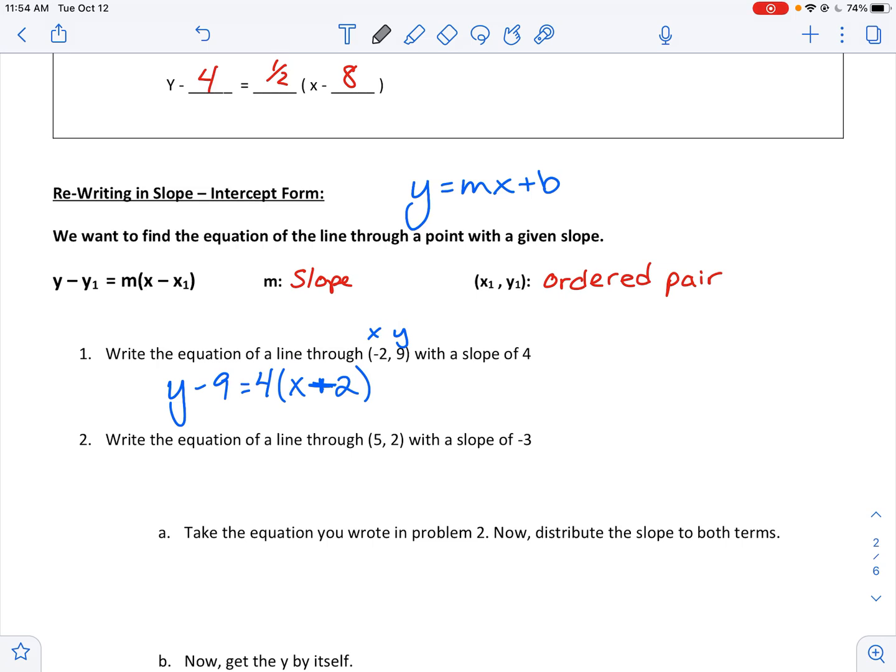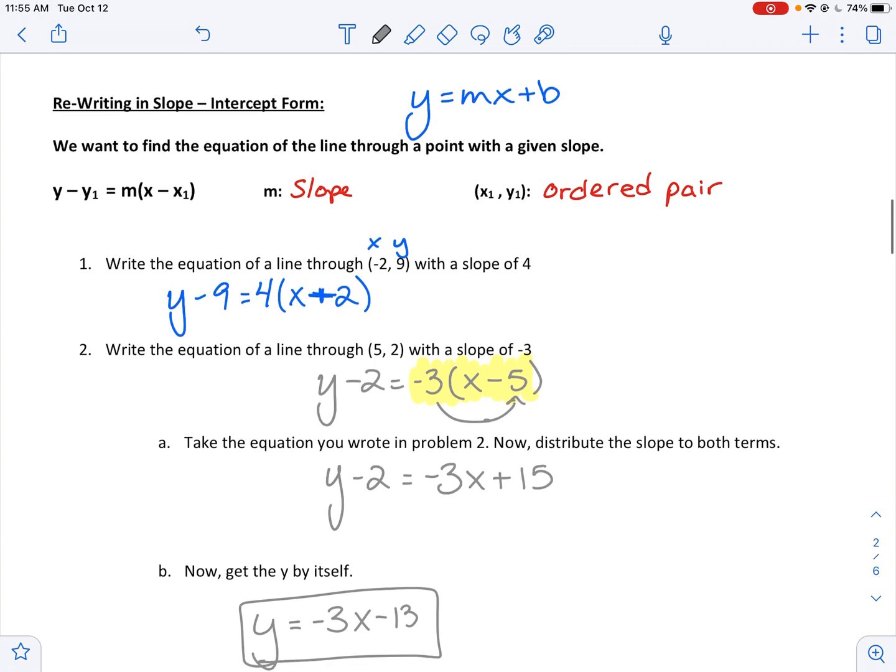Let's do another one. So y minus y1 equals m times x minus x1. And I'm going to do this part first. I'm going to distribute that negative 3 to both parts. So y minus 2 equals negative 3 times x is negative 3x. And don't forget to distribute to the negative 5 as well to get a positive 15.